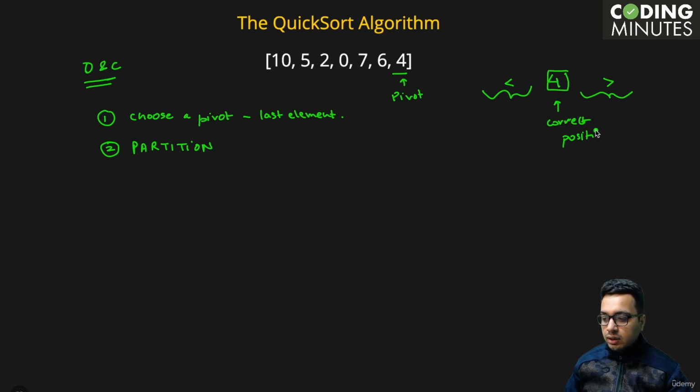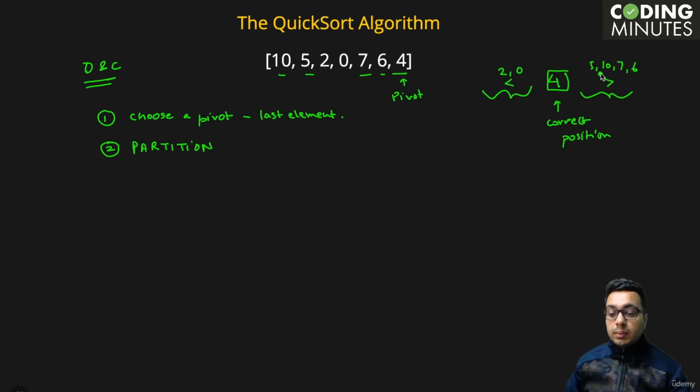So if I just see what elements are less than 4 in this array, we have the elements 2 and 0, these are less than 4, and all other elements, 5, 10, 7 and 6, they are greater than 4.